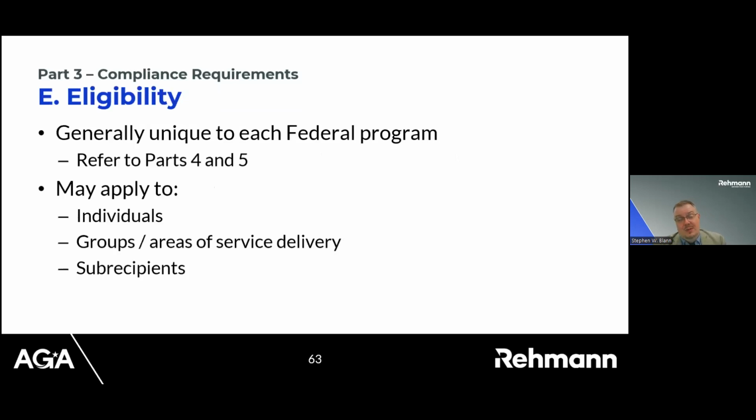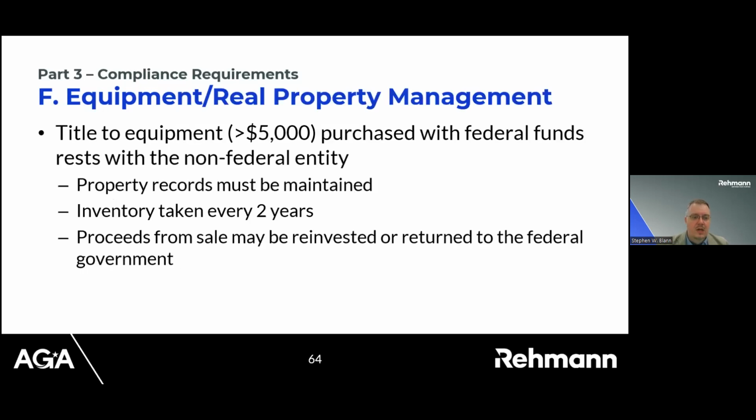Item E is eligibility, and who's eligible to receive services or benefits of a program varies by the program. But those rules might relate to the people being served, the geographic areas or groups being served, or even the sub-recipients who were selected. What does it take to be an eligible sub-recipient? Look to each individual program section and parts 4 and 5 for those details.